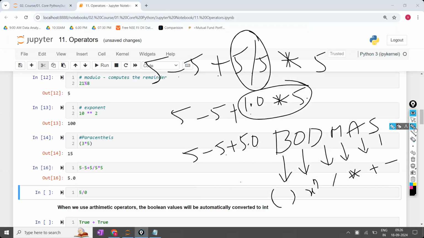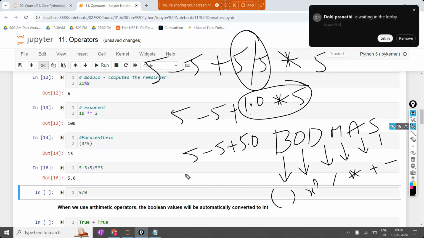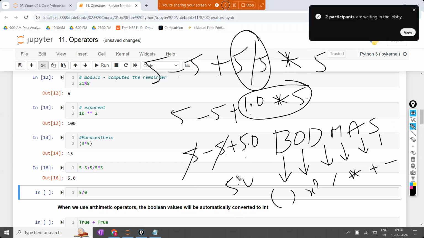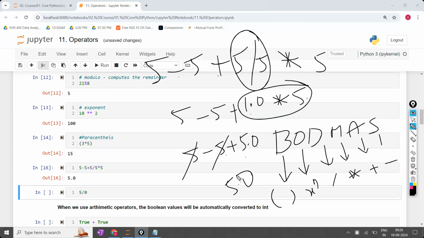5 with respect to, next you are going to do 5 minus 5. 5 minus 5 is 0. 0 plus this one, 5. Answer is 5.0. Is the point clear everyone? So it is just applying the BODMAS principle.